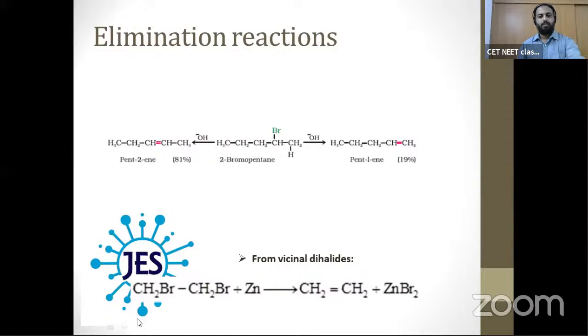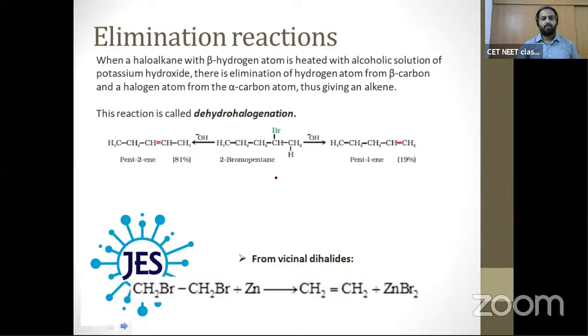So when a haloalkane is made to react with alcoholic solution of potassium hydroxide, one hydrogen and one halogen gets eliminated, removed. That's why you call it elimination reaction. And halogen atom gets removed with which hydrogen? With a hydrogen called beta hydrogen. Halogen gets removed with beta hydrogen.